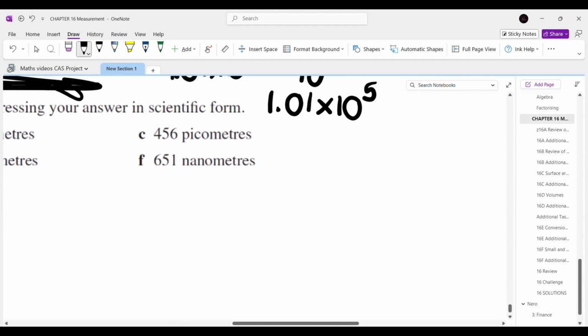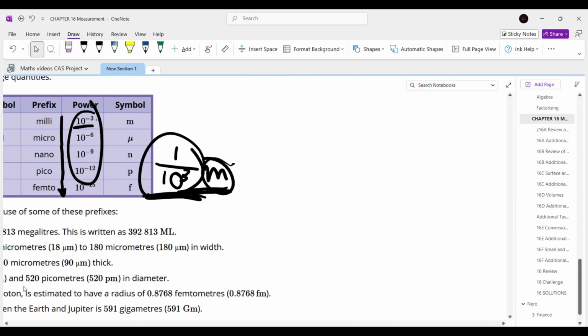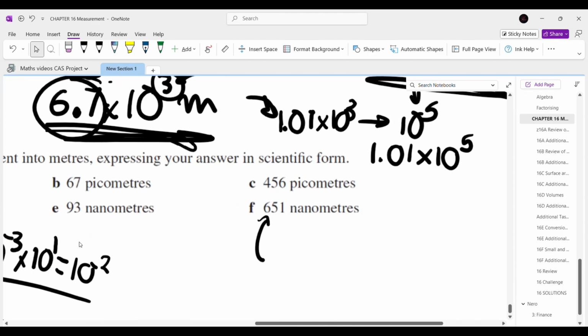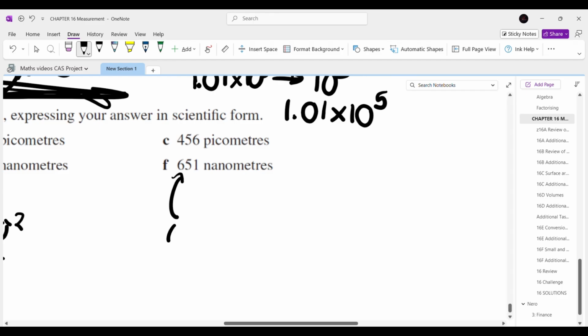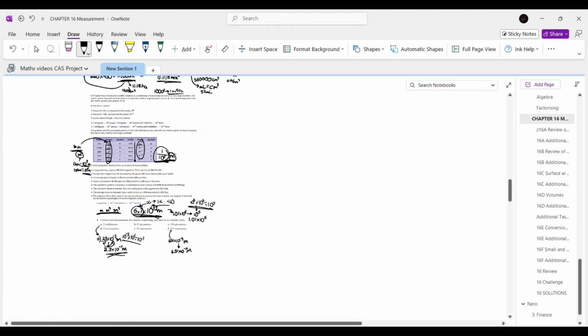Let's try one more. We've got 651 nanometers. Your nano is 10 to the minus 9. So it's 651 times 10 to the minus 9 meters. And we'll just convert this down. So divide this by 10 to the 2, put this back in here, so it becomes 10 to the minus 7. You get 6.51 times 10 to the minus 7.